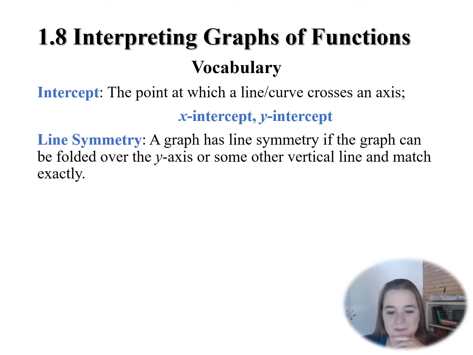We're also going to talk about line symmetry. A graph has line symmetry if the graph can be folded over the y-axis or some other vertical line and match exactly. So what we're talking about with our symmetry is vertical line symmetry.